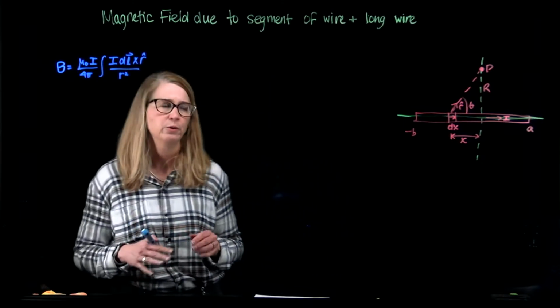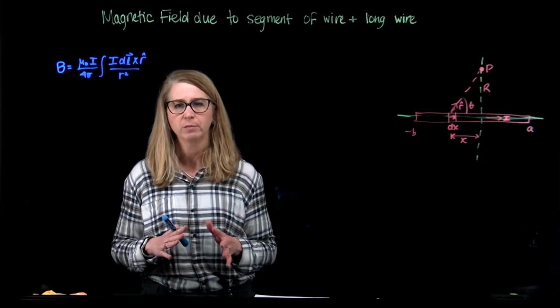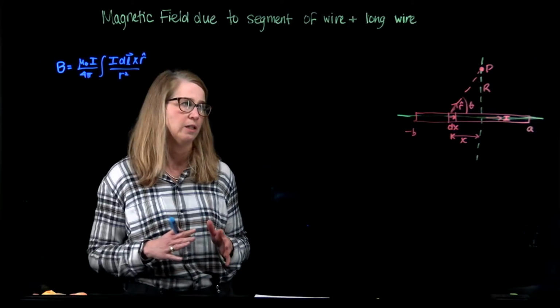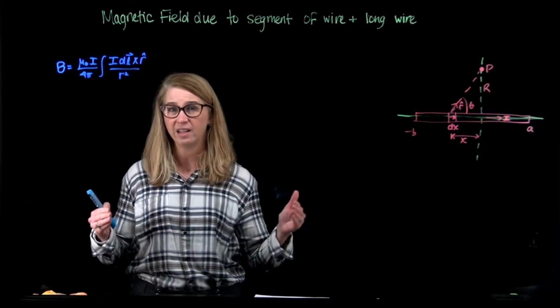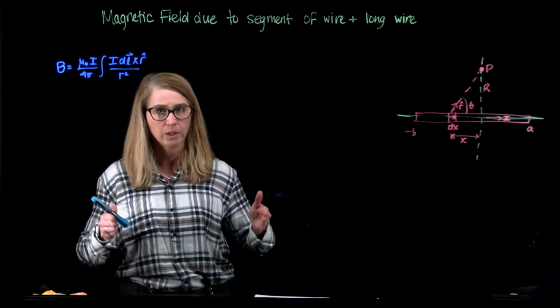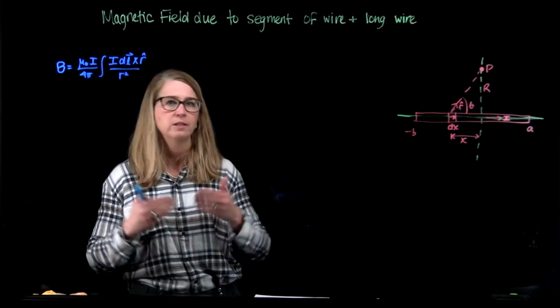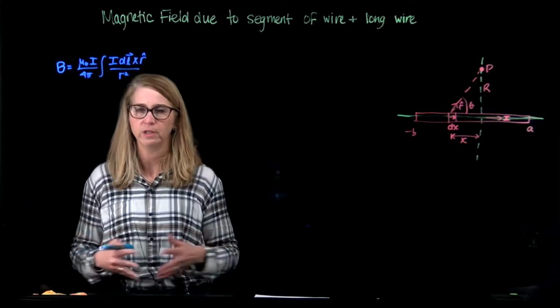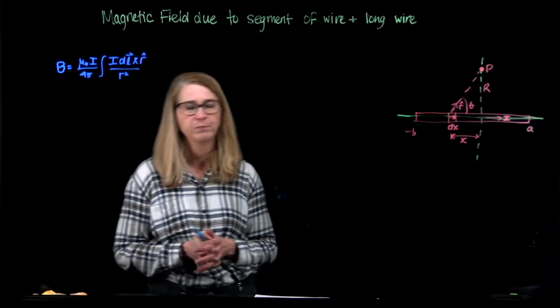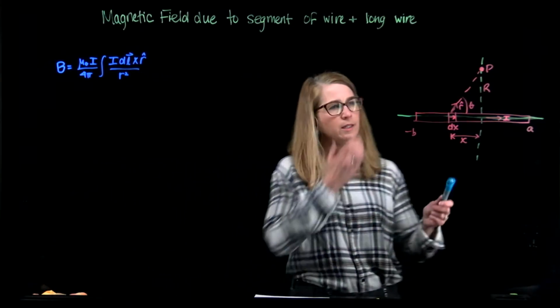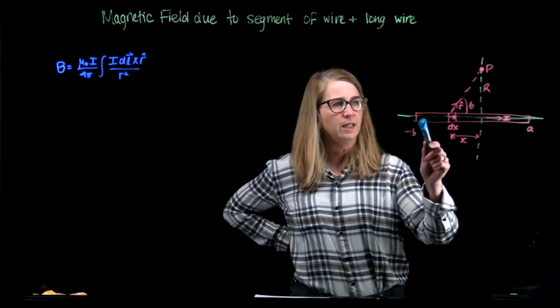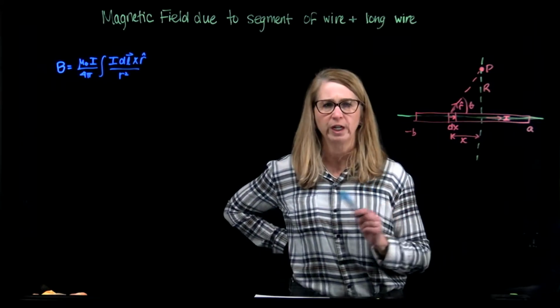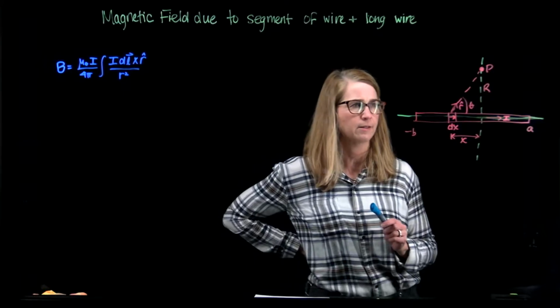So I wanted to just go through some of the basic parts of calculating the magnetic field due to first a line segment, a segment of wire, and then extend it to the idea of a really long wire, which basically means that we essentially say it's infinitely long. So the idea here is I have a piece of current carrying wire along the x-axis.